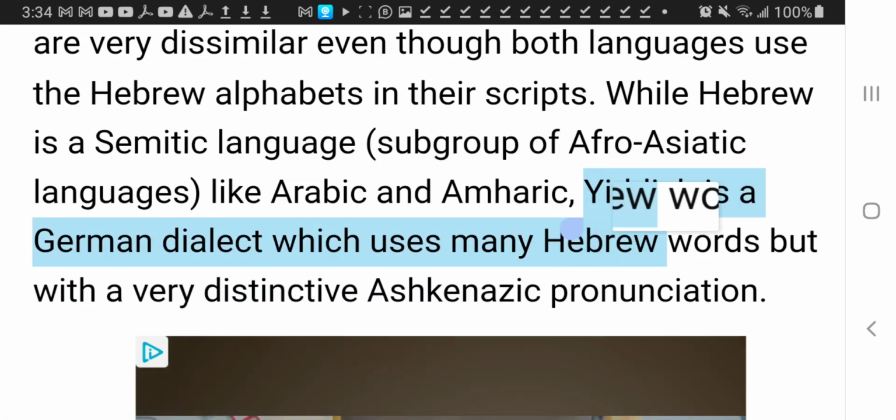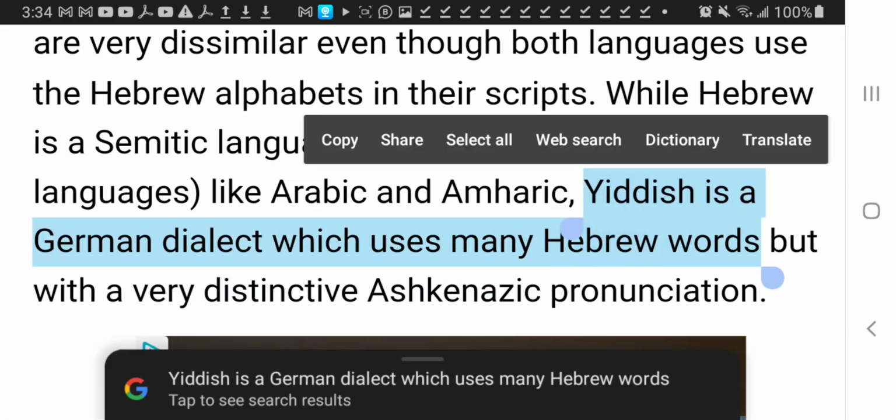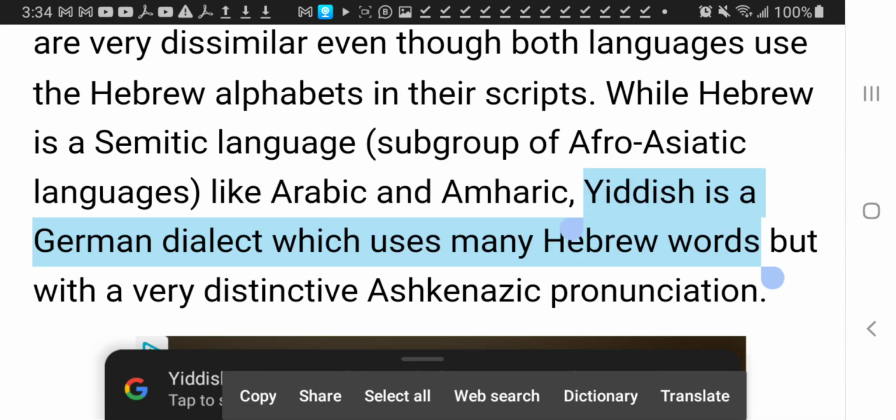Yiddish is a, let's take this part by part, Yiddish is a German dialect. This is the key thing right here. It's telling us that Yiddish is a German dialect. You see the difference? So Hebrew is connected to Africa and Asia. Check. Hebrew is connected to Africa and Asia.